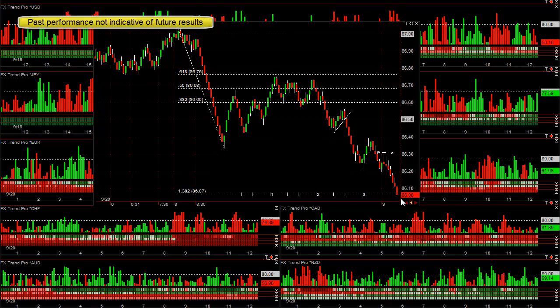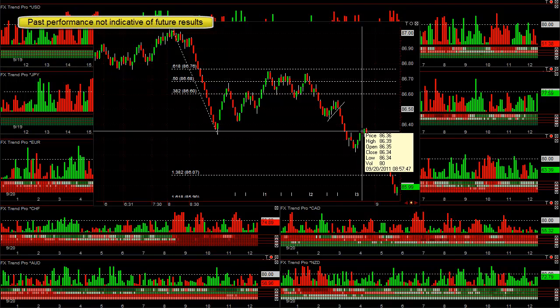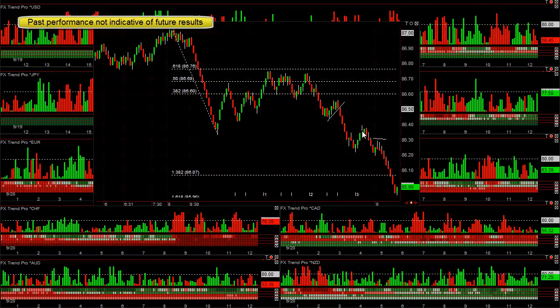So here's the fib target. We're coming up to the whole number. And you might get out right here. So even if you shorted this at 86.50, you made 50 pips on half. You might have got out of the first half here at 36 with only 14 pips. All right, so 50 plus 14, 64, divided by 2, 32 pips you netted while risking less than 10.